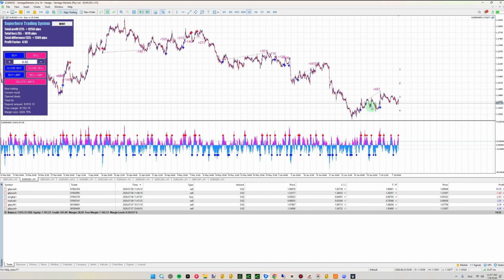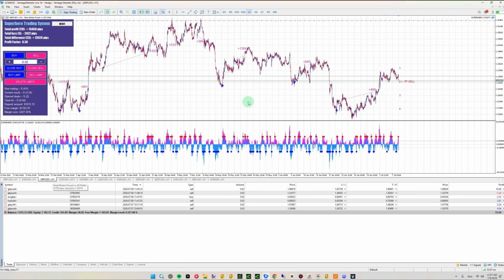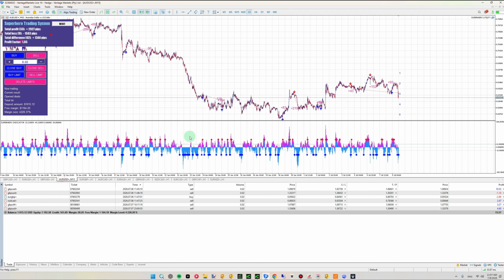Here we have no trading operations. Here there was a sell order. According to the signal, we're heading toward the closing level. There was another trade here, a sell, and it closed. I skipped the buy because it was at night.